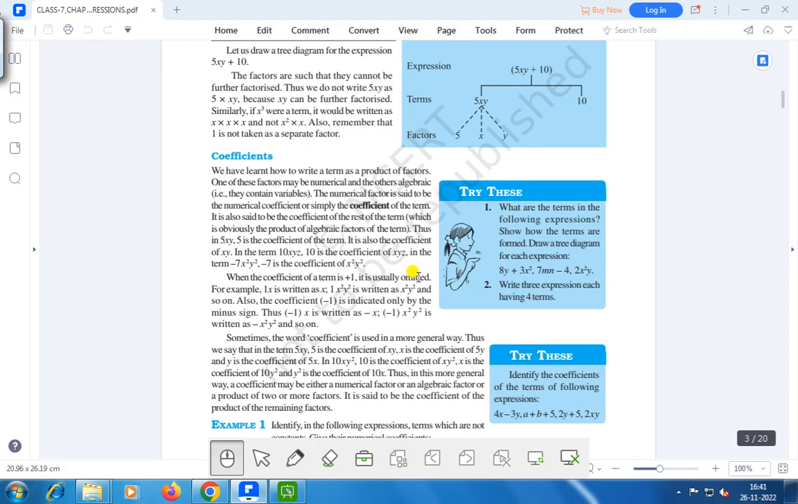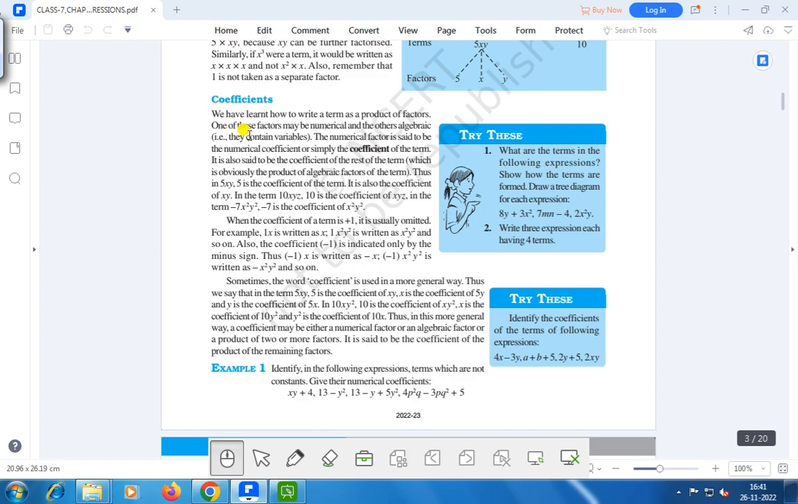Now we'll deal with coefficients. We have learned how to write a term as a product of factors. One of these factors may be numerical and the other algebraic, that is, they contain variables. The numerical factor is said to be the numerical coefficient, or simply the coefficient, of the term. It is also said to be the coefficient of the rest of the term, which is obviously the product of algebraic factors of the term. Thus, in 5xy, 5 is the coefficient of the term. It is also the coefficient of xy. In the term 10xyz, 10 is the coefficient of xyz.